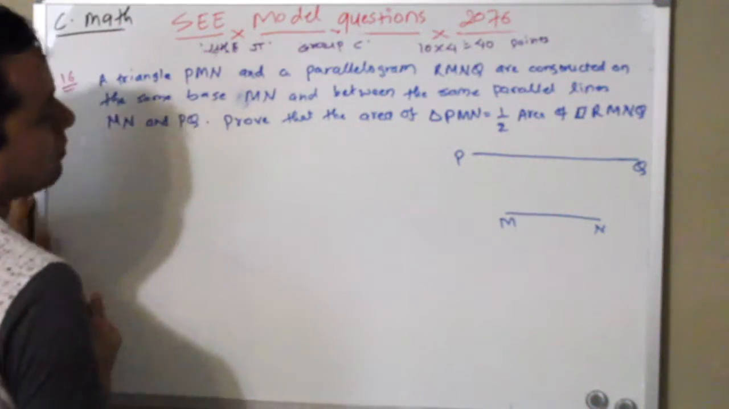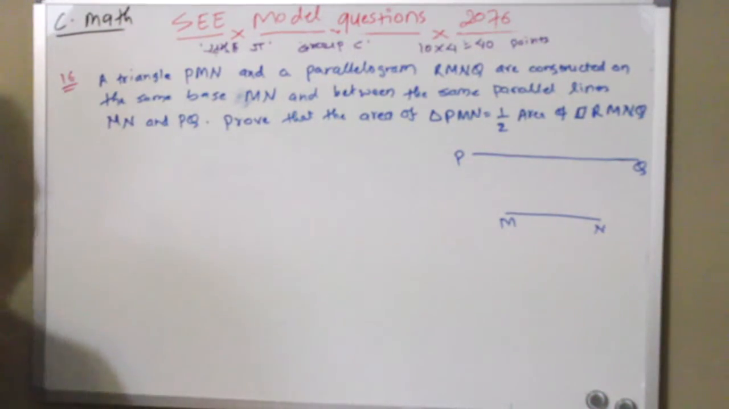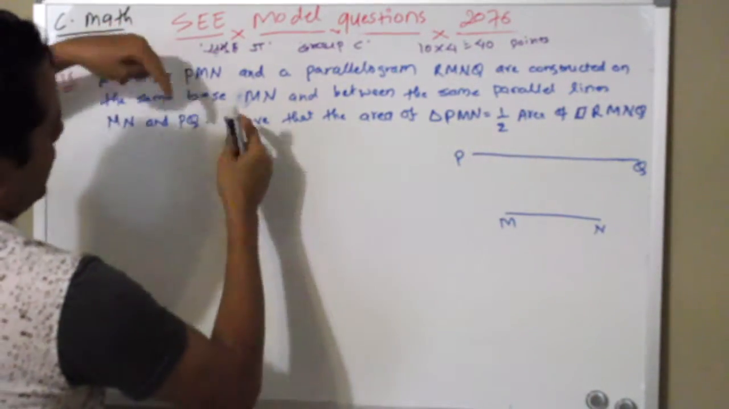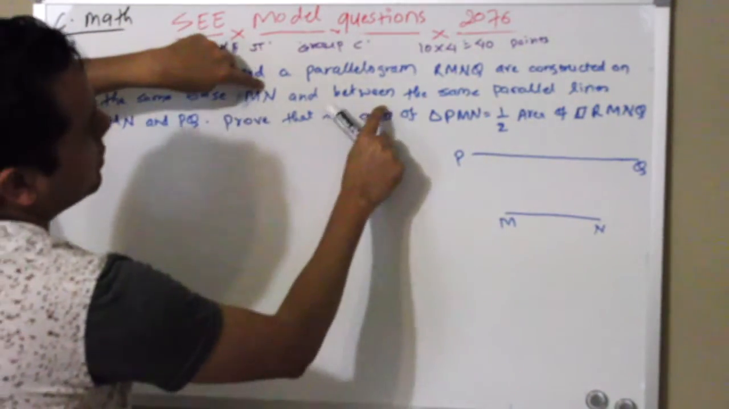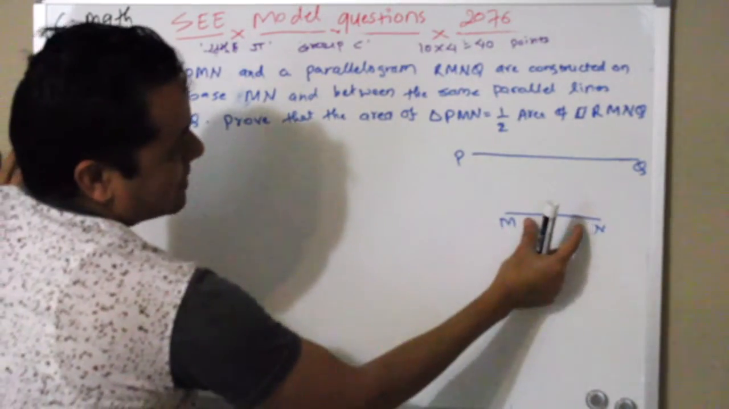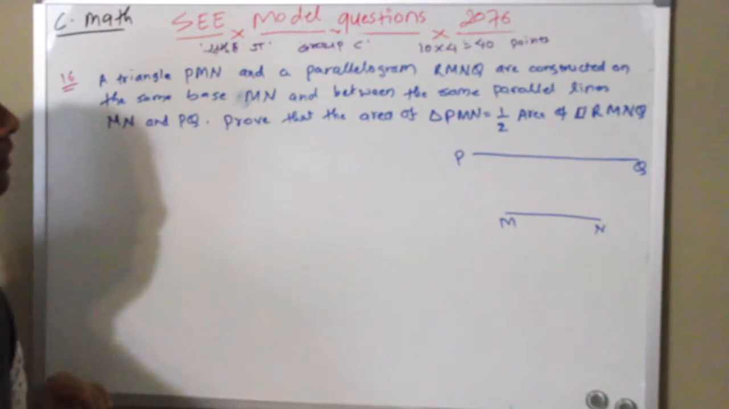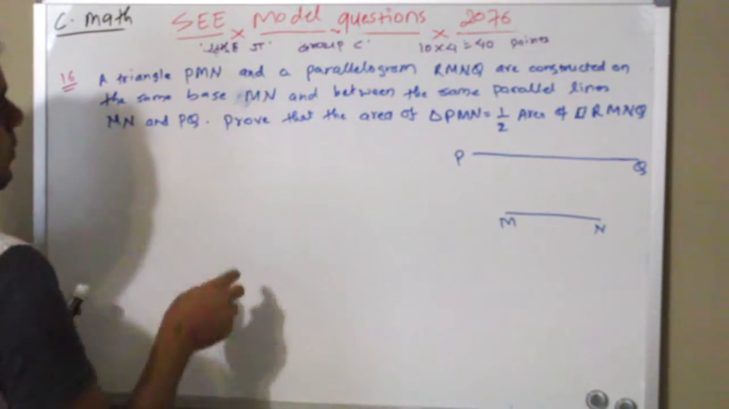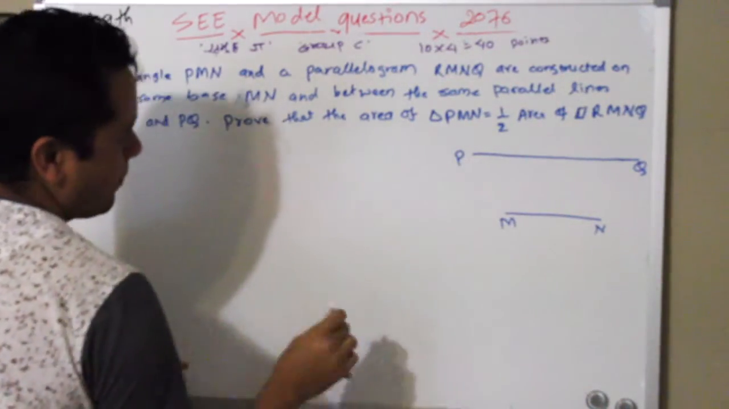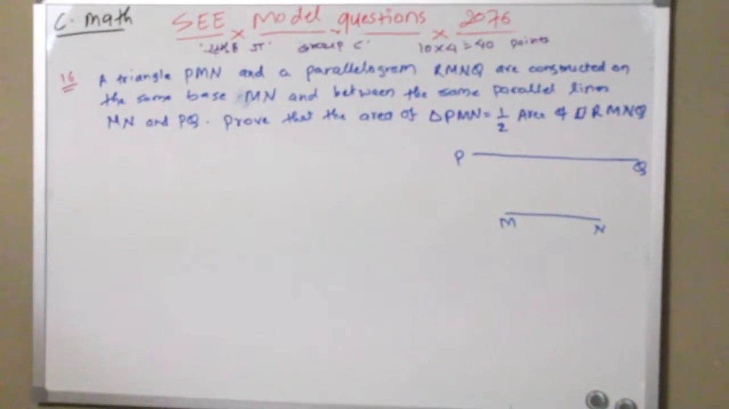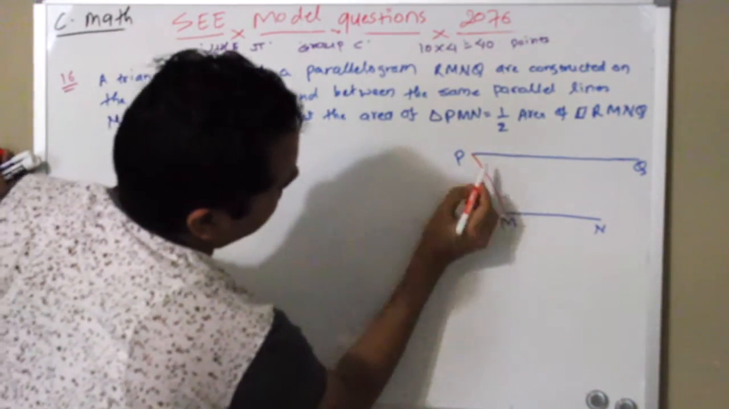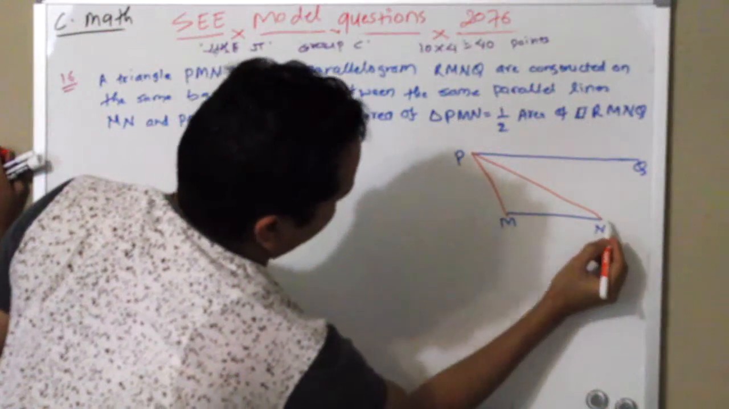We have a base MN. We don't know the rest, right? We're going to draw that. And we have a triangle. We have the same base MN, and between the same parallel lines MN and PQ, we have two parallel lines MN and PQ. I just drew it, right? Then we make a triangle PMN. Let's draw that. PMN is like this, right? So this is PMN.